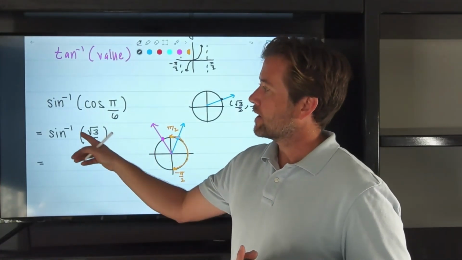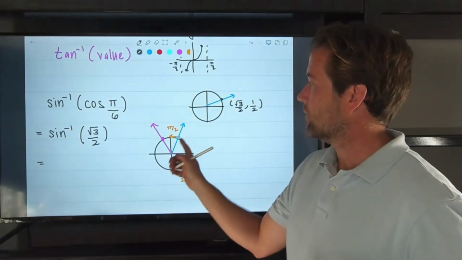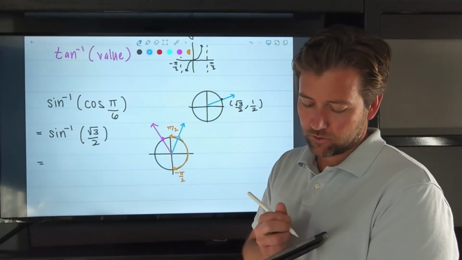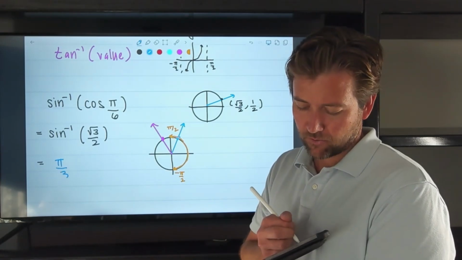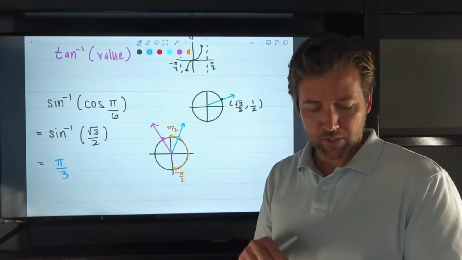The arcsine of square root of 3 over 2, that output has to be an angle. And that's that angle in blue, which is pi over 3. Okay, let's try another one.